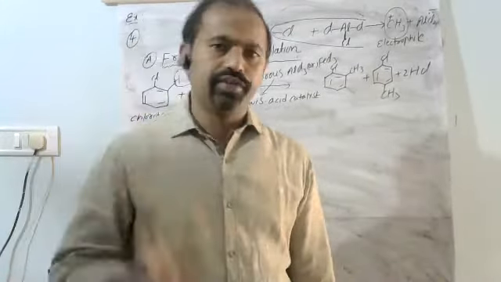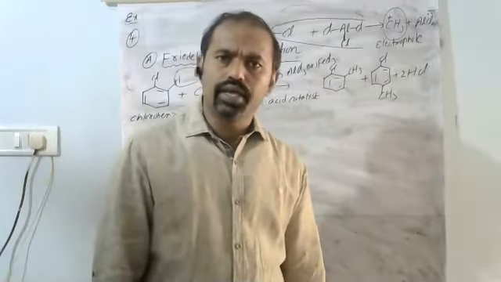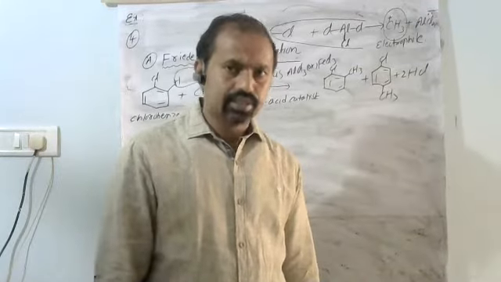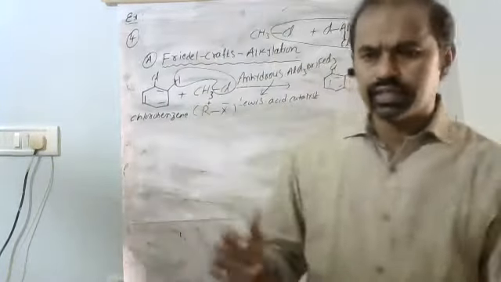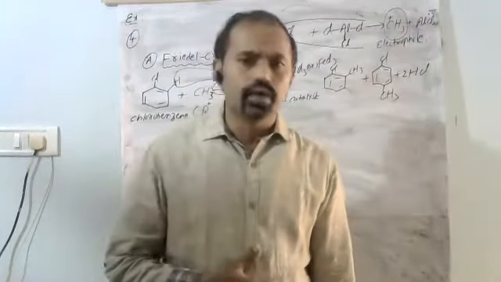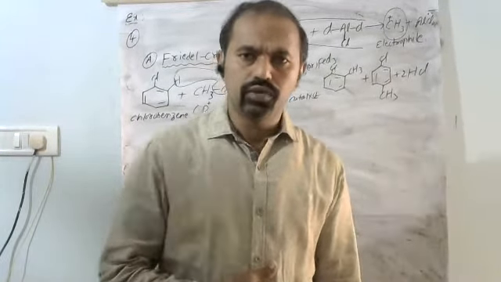At the same time, in haloarenes, due to the positive resonance effect, the incoming electrophile is oriented. Oriented means bonding. It is bonded at the ortho and para positions. In electrophilic substitution reactions, we get two products: one is the ortho product, the other is the para product. Out of the two products, the para product is the major product because of less steric hindrance.